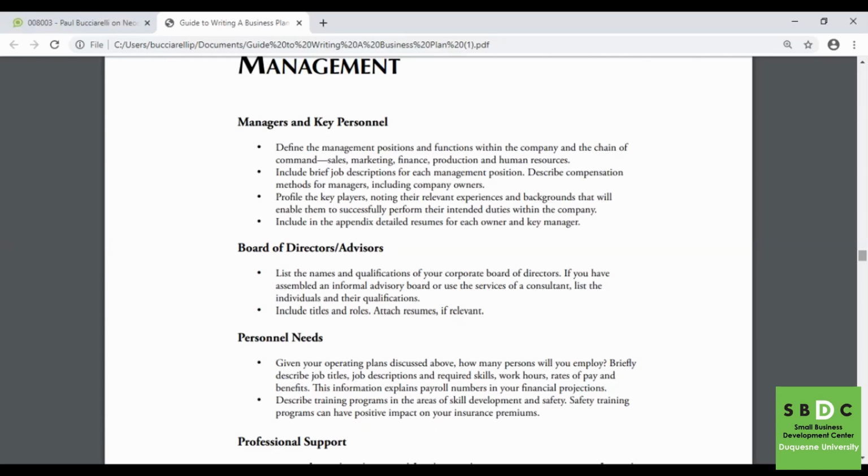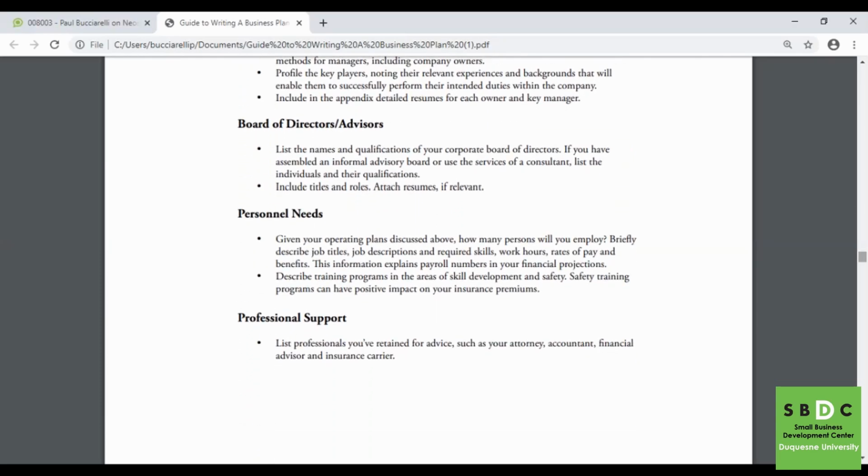If you have employees or plan to have employees, you want to go into some level of detail around how many people you will employ, what their job titles look like, the job descriptions, the required skill sets. Finally, you may want to look at professional support.